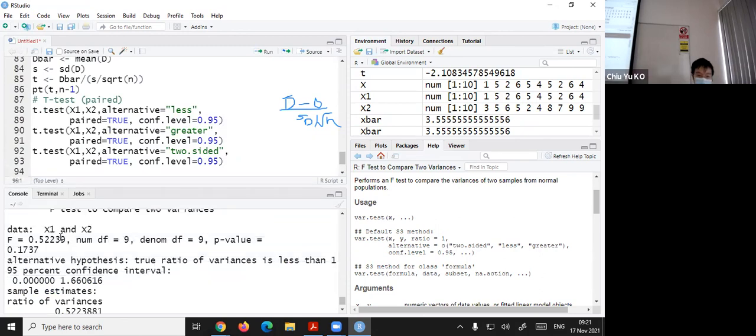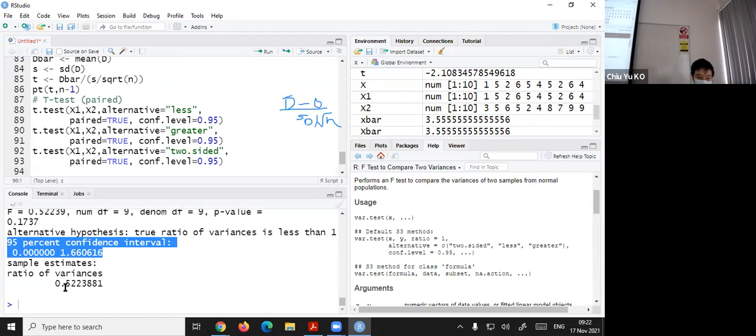And it would give you all the information. What is F? What are the degrees of freedom of the numerator and denominator? What's the p-value? What is the hypothesis? And the p-value will tell you that you would not reject at 5% or 10%. It also gives you the confidence level.